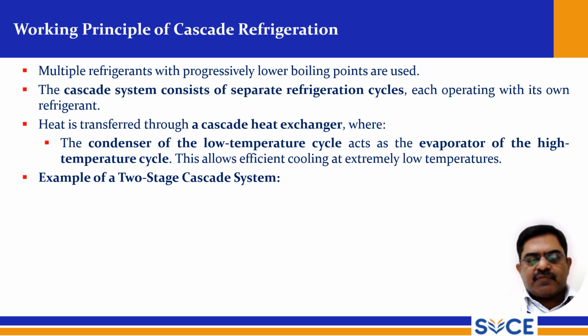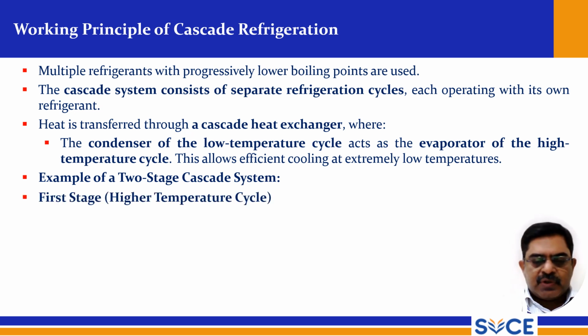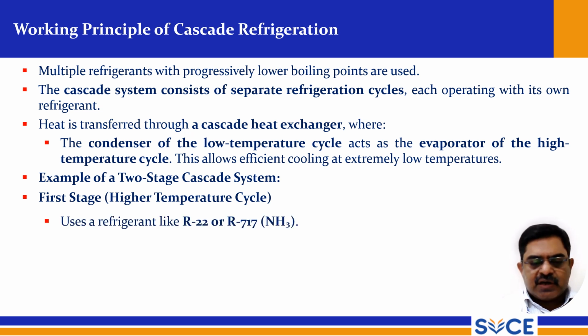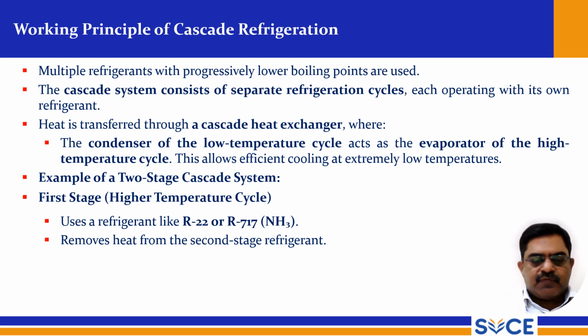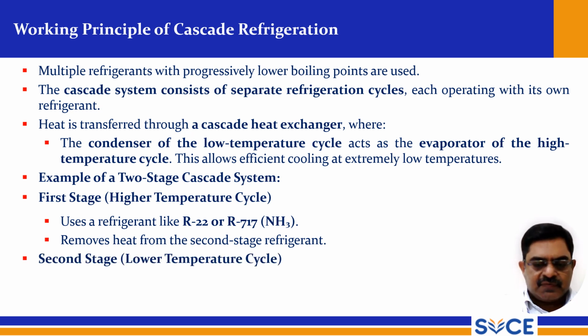So an example of a two-stage cascaded system: the first stage is the high temperature cycle. The first stage is considered the HT cycle and uses a refrigerant like R22 or R717 ammonia, and removes heat from the second stage refrigerant. So the first stage removes the heat from the second stage refrigerant.